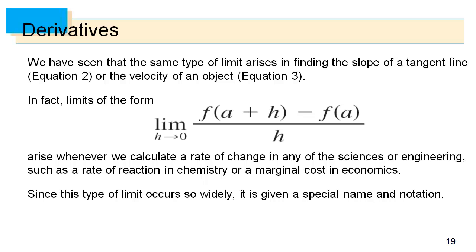Okay, so we've seen that the same type of limit arises when we find the slope of a tangent line or the velocity of an object. And both of those limits have this standard form of the limit as h approaches 0 of f of a plus h minus f of a all over h. And in fact, this will arise anytime you calculate a rate of change in any of the sciences or engineering. So it's a very important formula. Things like marginal cost and economics, all sorts of applications. So it's very important that you understand how this works.